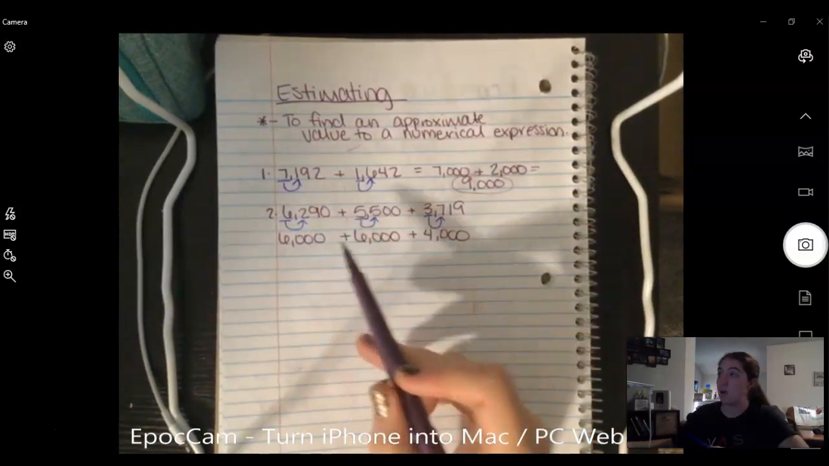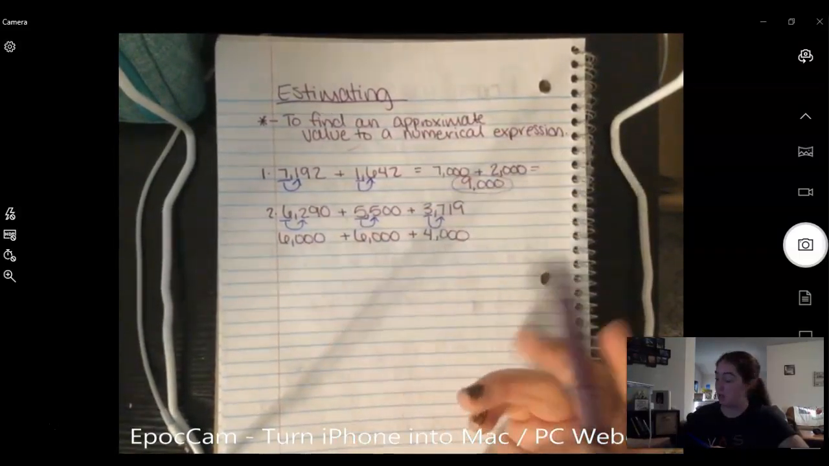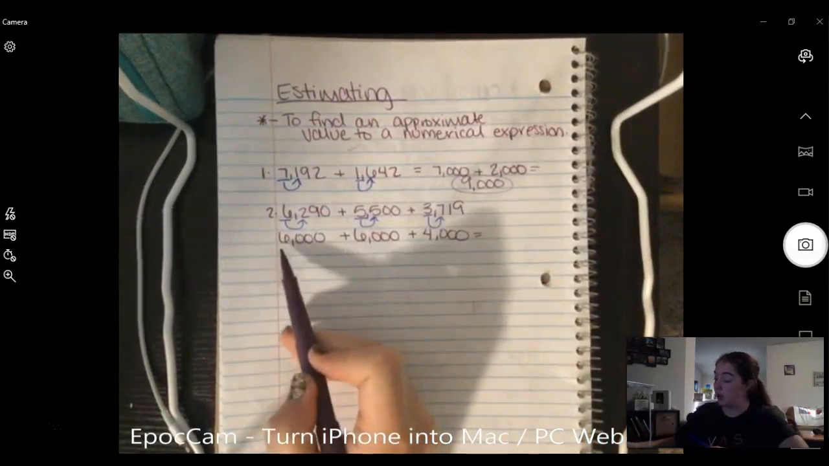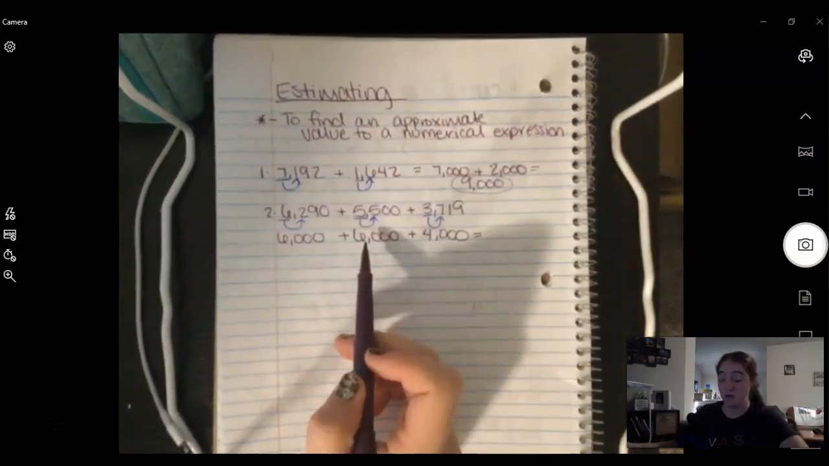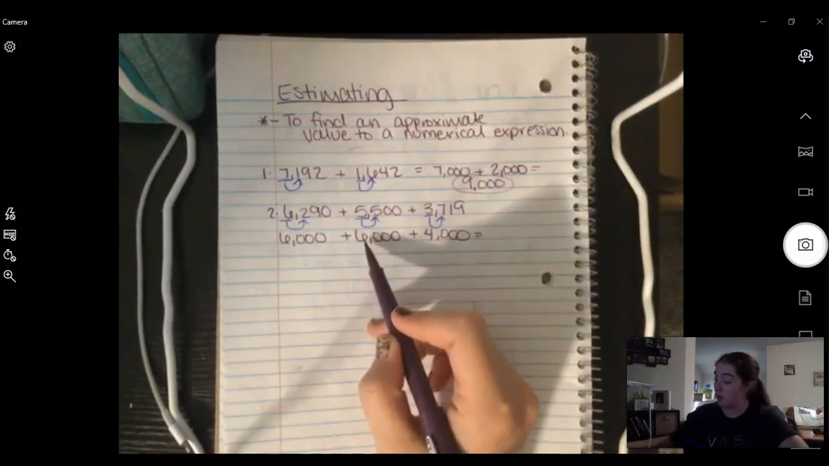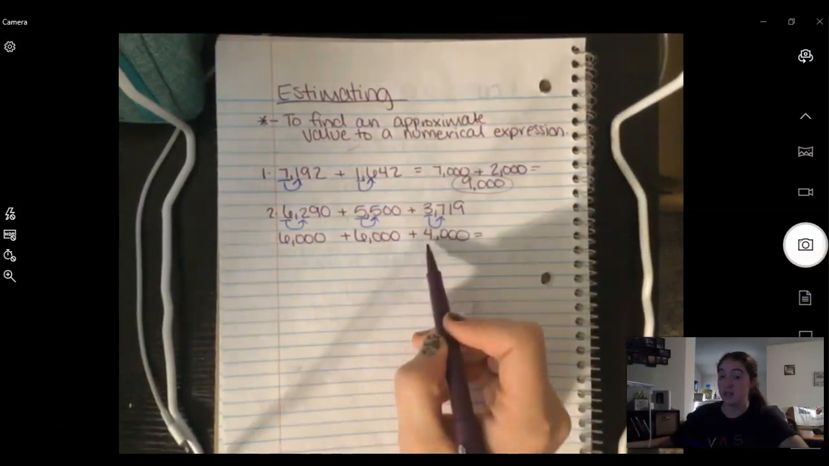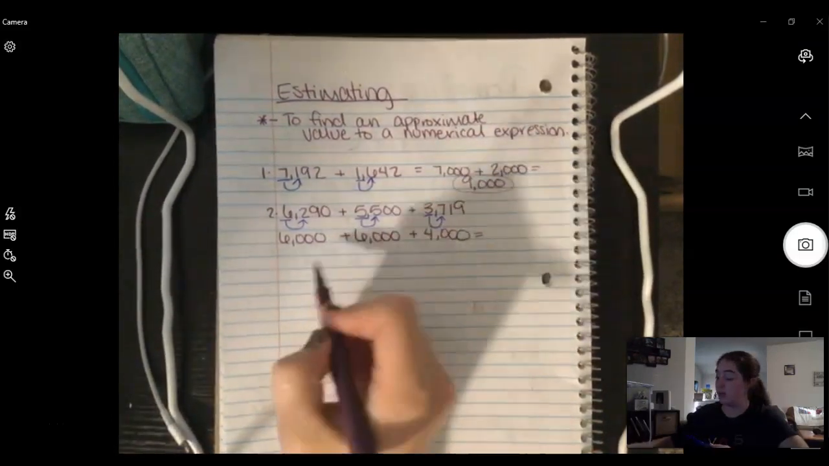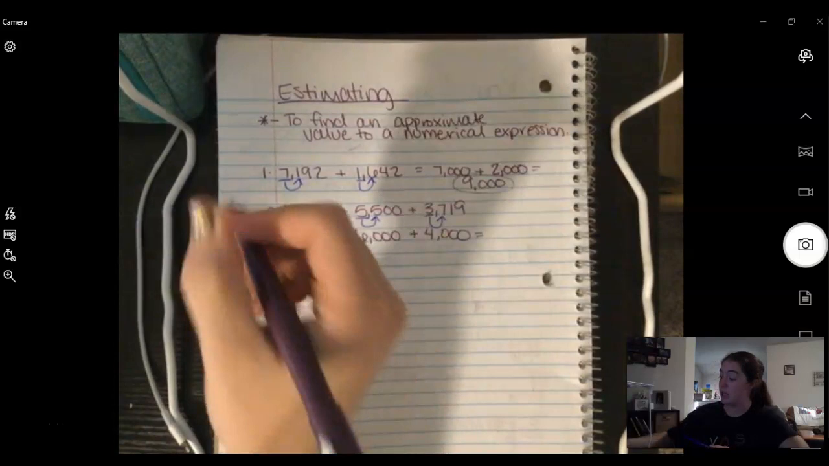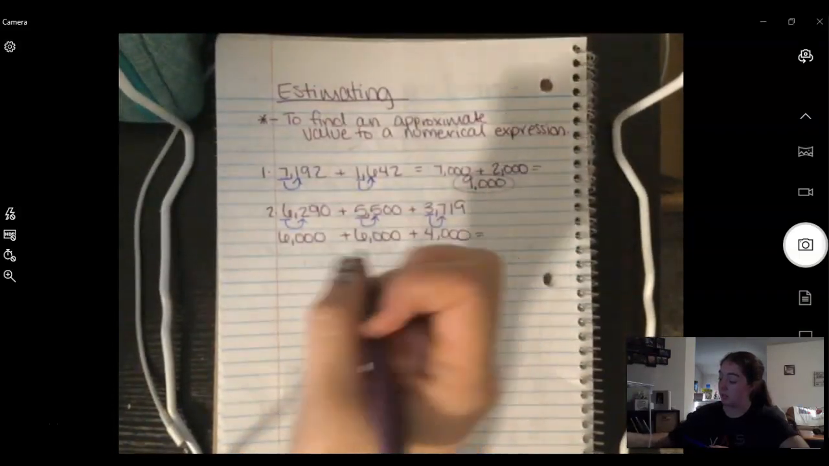So we now have rounded, now we can estimate. So we know 6 plus 6 gives us 12. Then 12 plus 4 gives us 16. And if you want to make this a little easier, you can always stack them up.